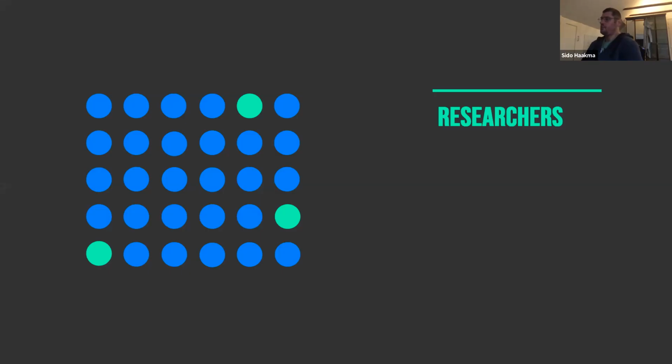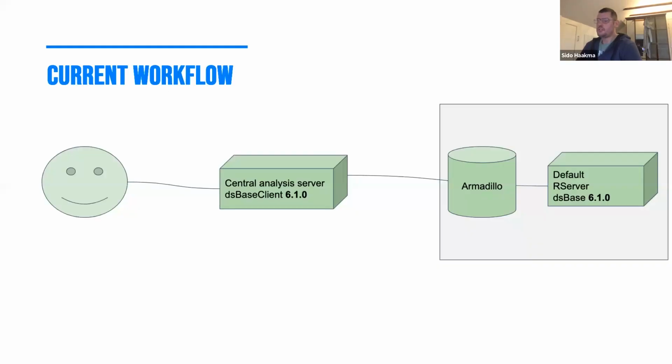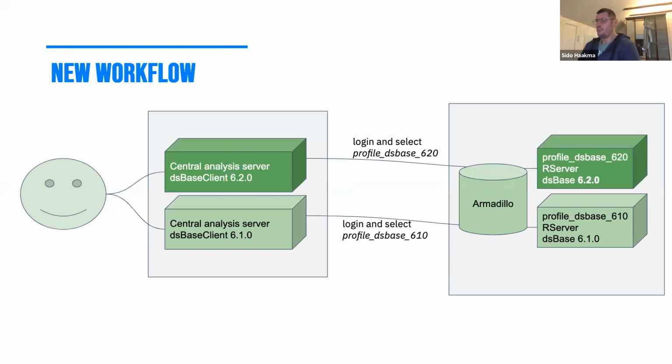Okay, now the research perspective. At this moment, we have this setup. We have 1 central analysis server and I think 25 cohorts, which are running either Opal or the Armadillo, which have 1 RServe environment. And what we're now working on is getting this environment.